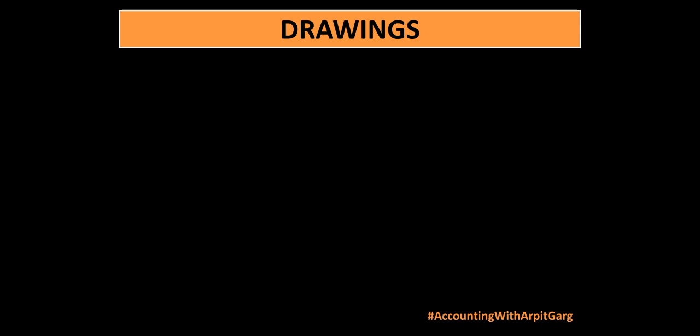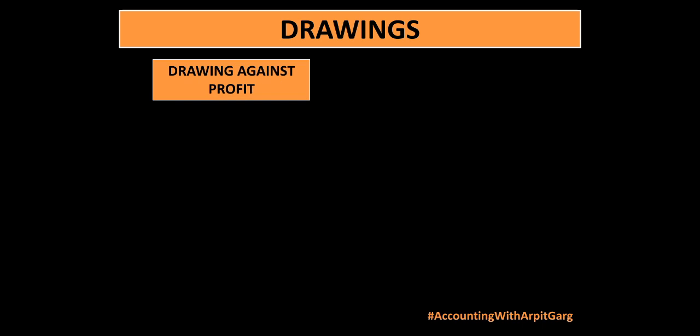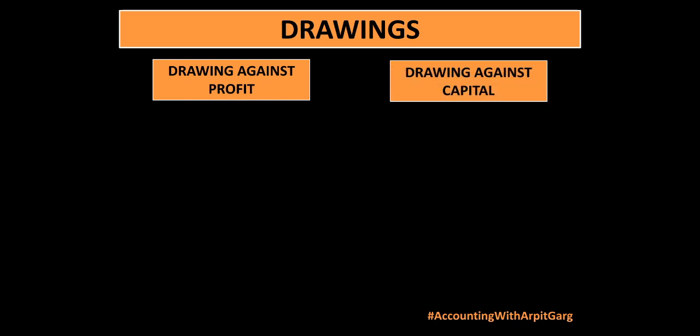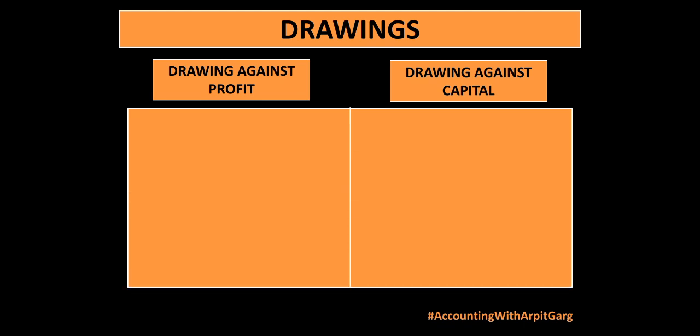Drawings. Remember what is drawing? Yes, amount withdrawn by owner from business for his personal use is drawing. Now here we have drawings of two types: drawing against profit and drawing against capital. Now what does this mean?